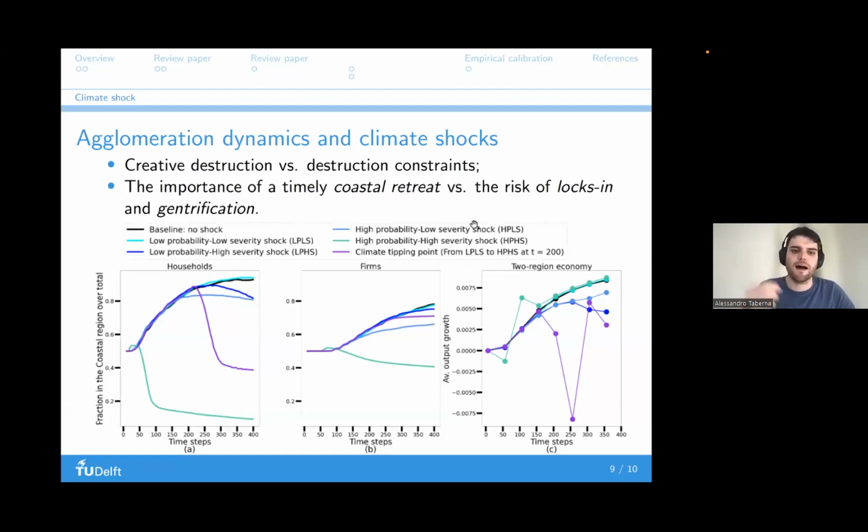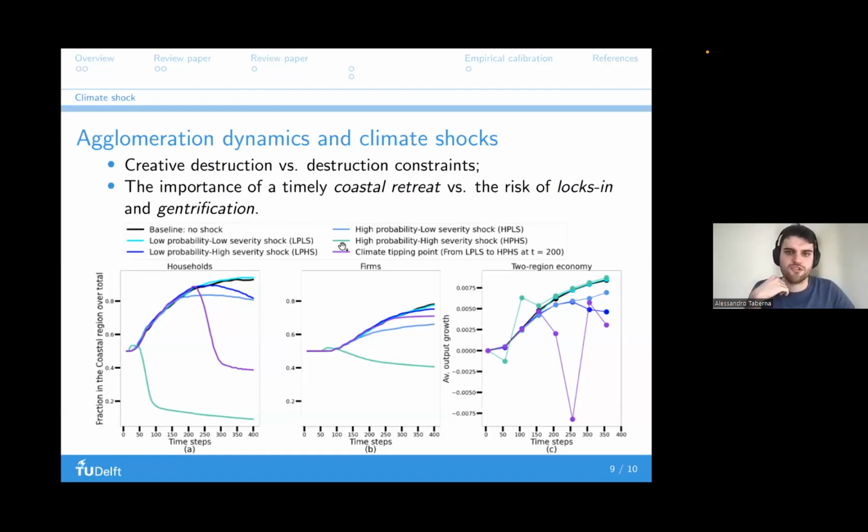They cannot just keep buying back new machinery all the time there is a flood. So once they don't have any more resources to buy them, they cannot produce as much as they want. They have to downgrade production and fire workers, which increases unemployment, and there are ripple effects in the system. The second important result is then the role of a timely coastal retreat to avoid the lock-in.